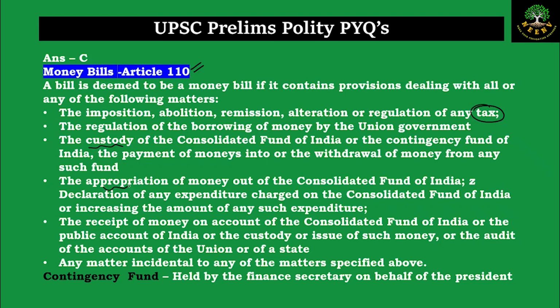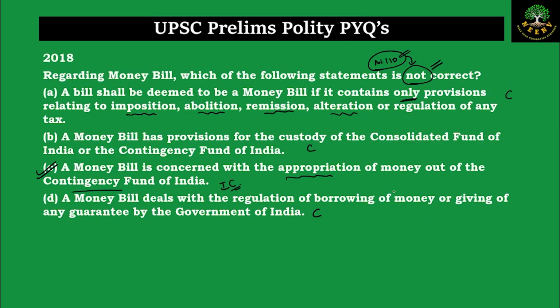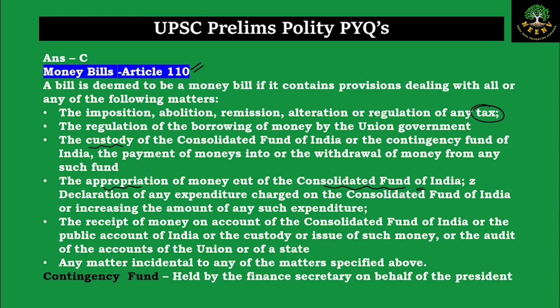When it comes to the appropriation of money, it has to be from the Consolidated Fund of India. The question gave us the provisions about the appropriation of money out of the Contingency Fund of India. That is why it was incorrect, because when it comes to the Contingency Fund, the appropriation can be done by the Finance Secretary, who is holding the fund on behalf of the President of India.